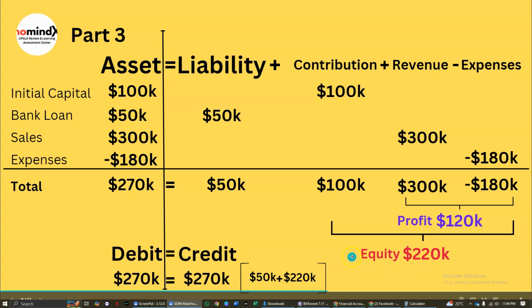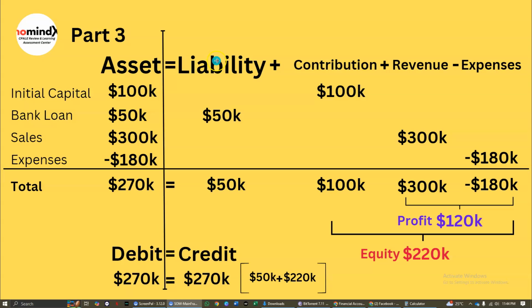But again, going back to the basic equation, it is only asset equals liability plus equity. But we need to capture the other operations, transactions like the sales and expenses. To capture these, we need to use the expanded equation: asset equals liability plus contribution plus the revenue less the expenses. Now we can understand more about this equation in this manner.